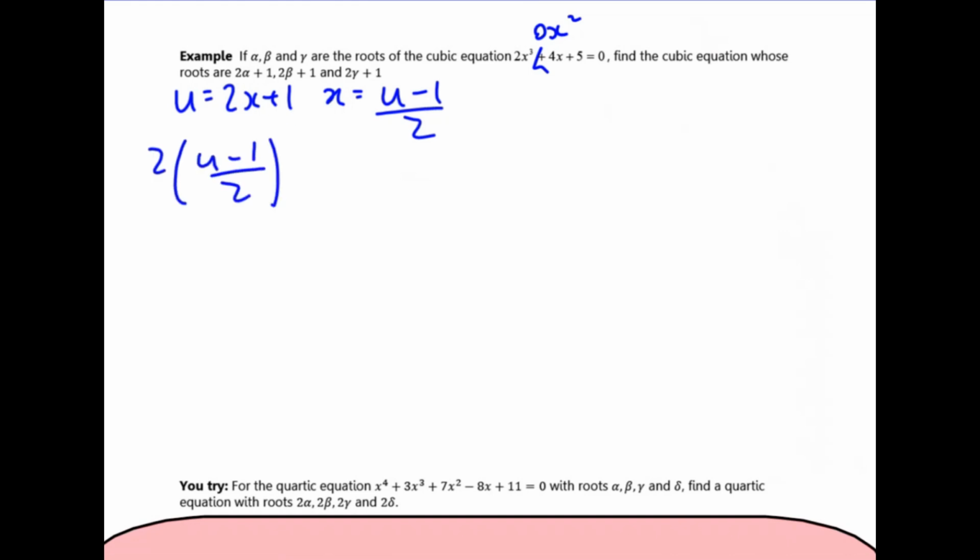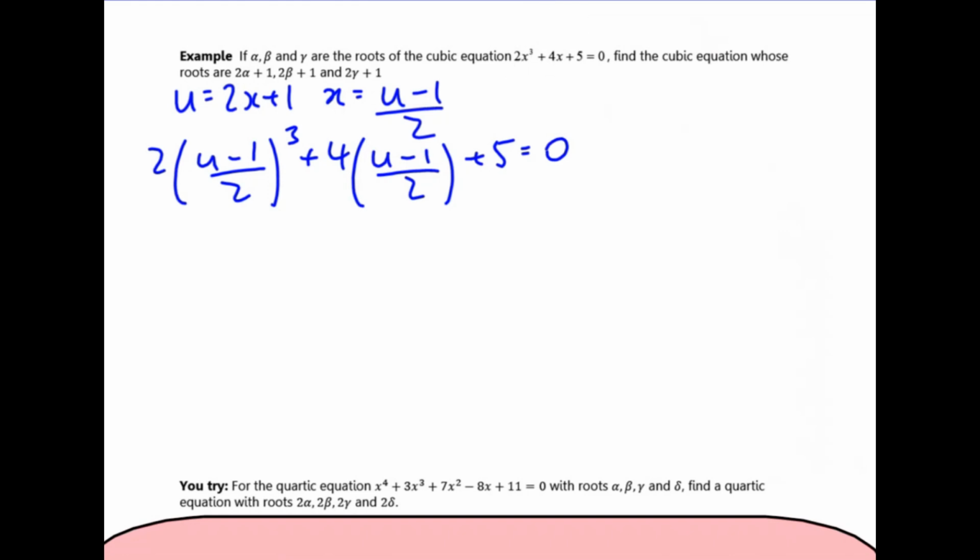So we've got a cubic here. Notice there's 0x squared, which is missing. Find a cubic with these new roots here. So I'm going to work out what the substitution is. So u equals 2x plus 1. And rearrange this to make x the subject. And x is u minus 1 over 2. Substitute this in. So u minus 1 over 2 cubed. Didn't actually need that 0x squared. So 4 times u minus 1 over 2.